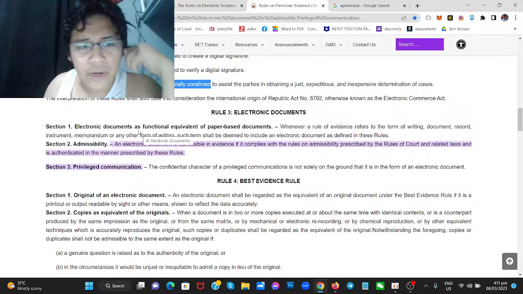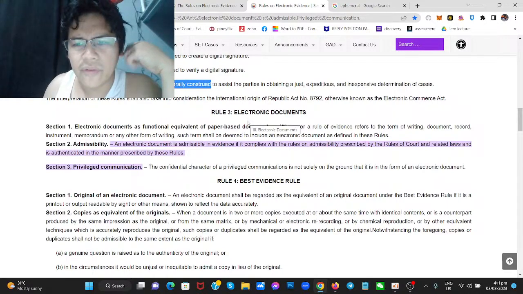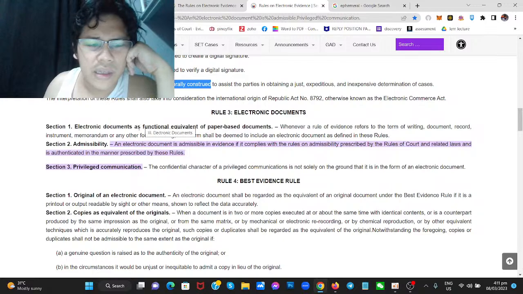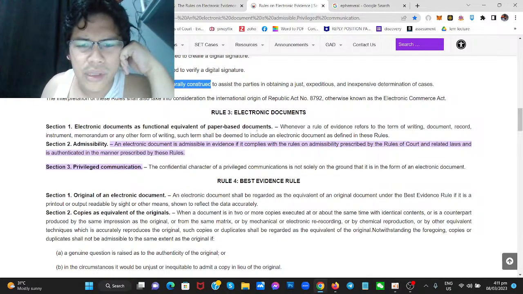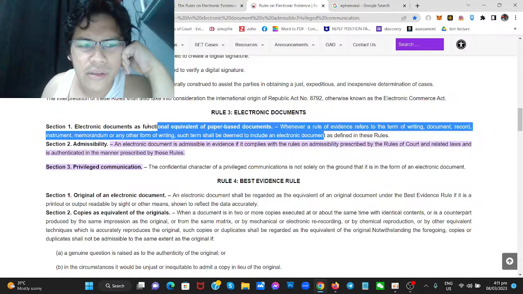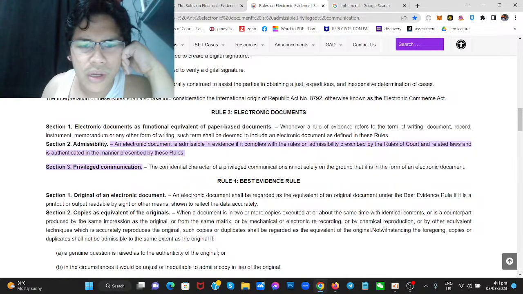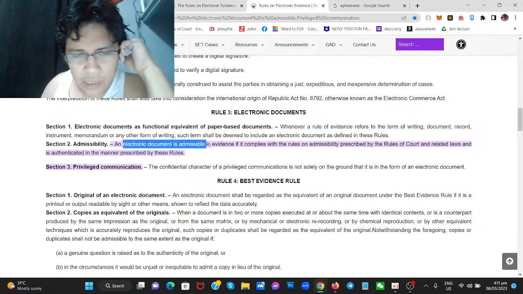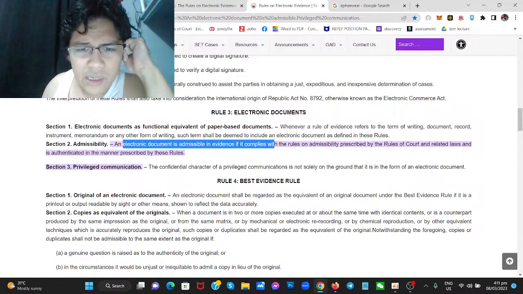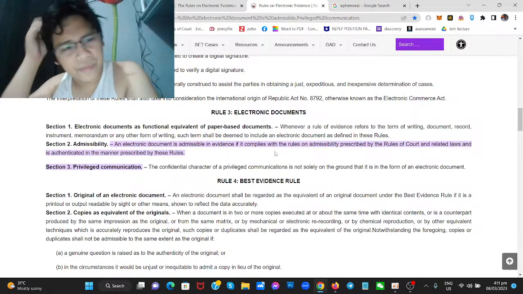Electronic documents, Rule 3. Whenever a rule of evidence refers to the term writing, document, instrument, or memorandum, or any form of writing, such term shall be deemed to include an electronic document as defined in these rules. Okay, so equivalent in digital copies to the document that we're presenting, just like the paper document. Admissibility: it is admissible if it complies with the rules on admissibility, same with the physical documents.